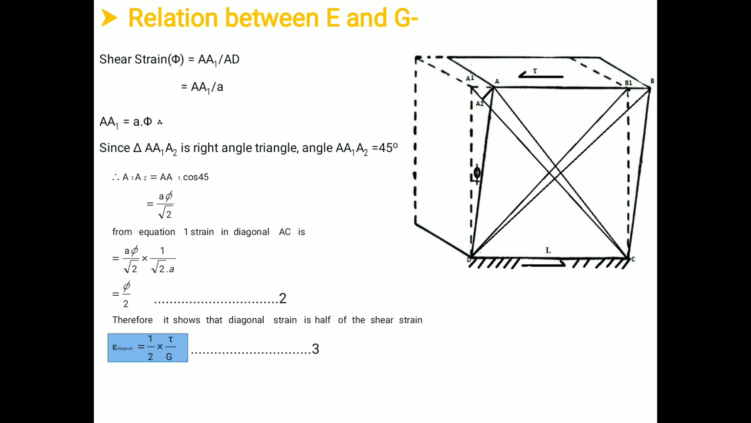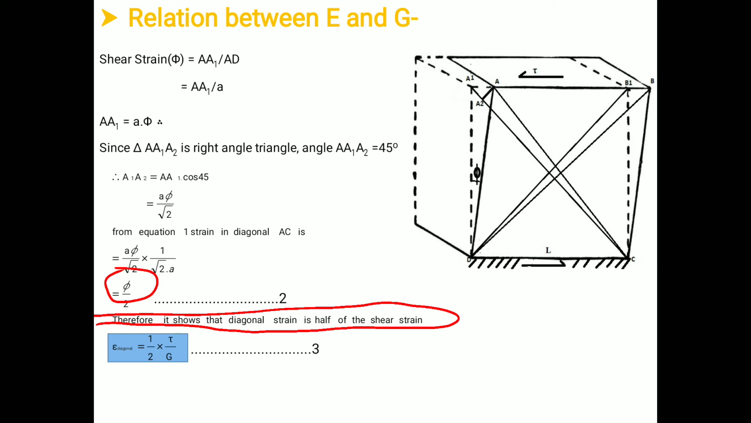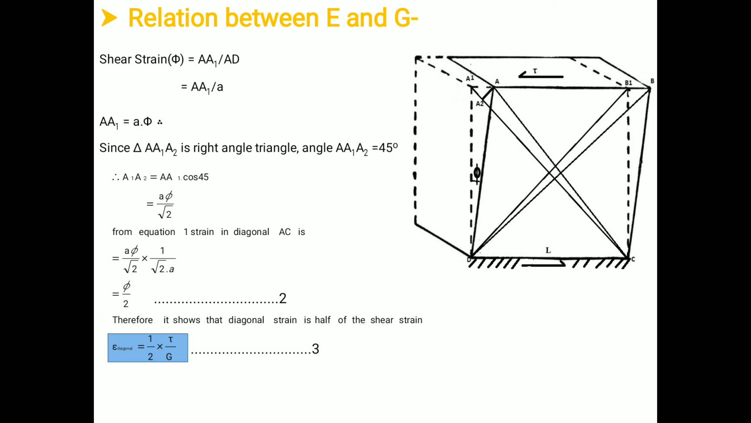Therefore, this equation shows that the diagonal strain epsilon AC is half of the shear strain, because if I consider the value of phi from the equation of shear modulus, we have phi equal to tau upon G. Therefore, this equation shows that the diagonal strain is half of the shear strain. You have to remember this equation.